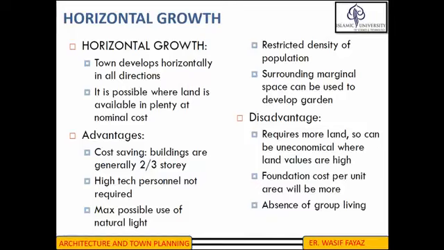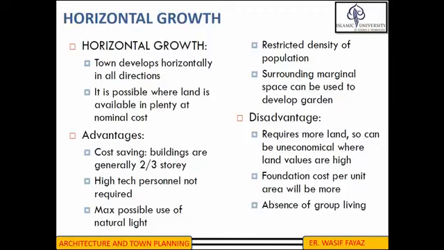Now, horizontal growth. Horizontal growth is the growth of towns and cities with respect to direction. In horizontal growth, a town develops horizontally in all directions. Horizontal growth is obviously possible in such areas where the cost of land is very low. There are various advantages and disadvantages that are associated with horizontal growth.